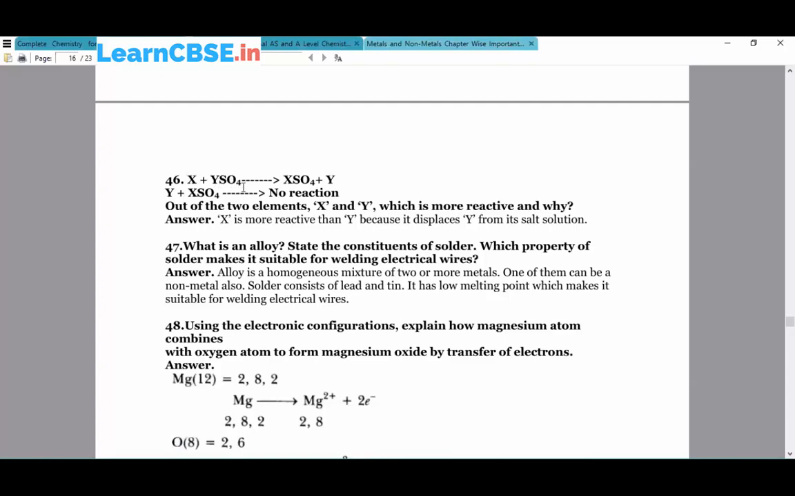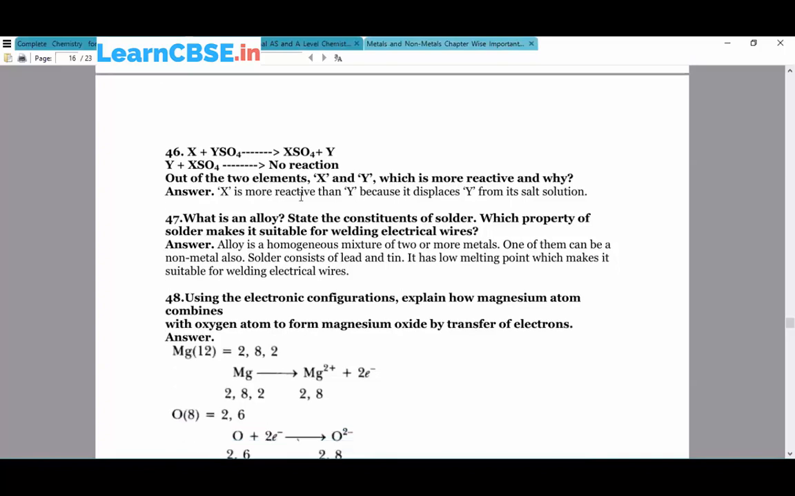X + YSO4 gives XSO4 + Y. Y + XSO4 gives no reaction. Out of these two elements, X and Y, which is more reactive? X is more reactive than Y, because in the first reaction it is able to displace Y. But in the second reaction, Y cannot take the place of X. That's why there is no reaction. So X is more reactive than Y.